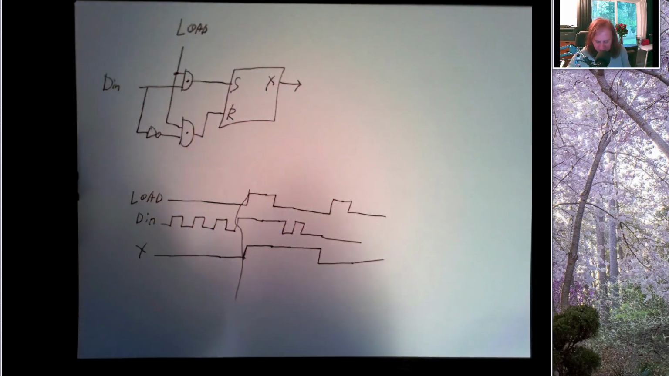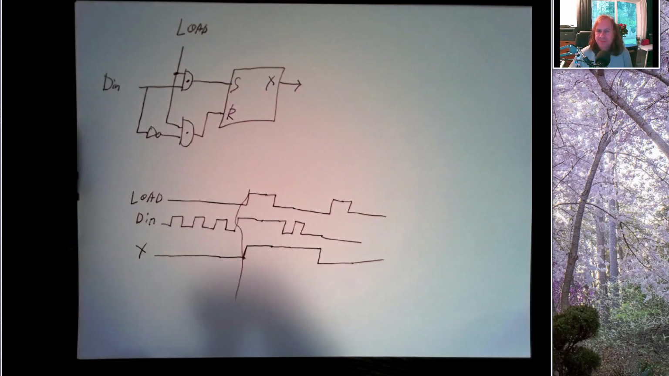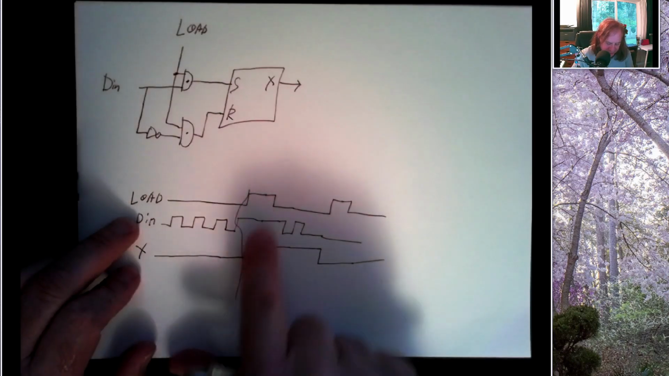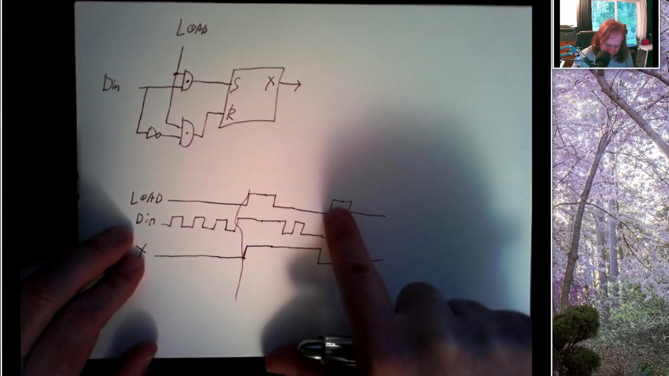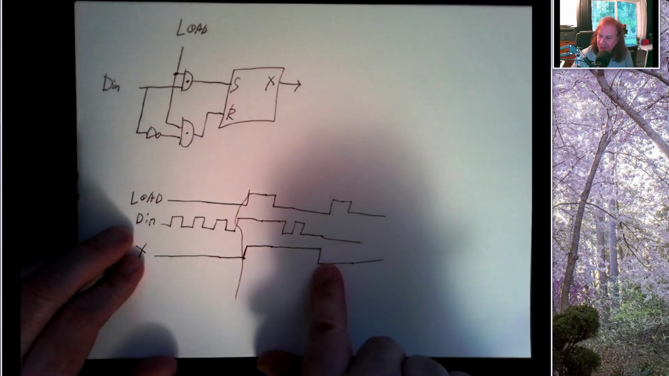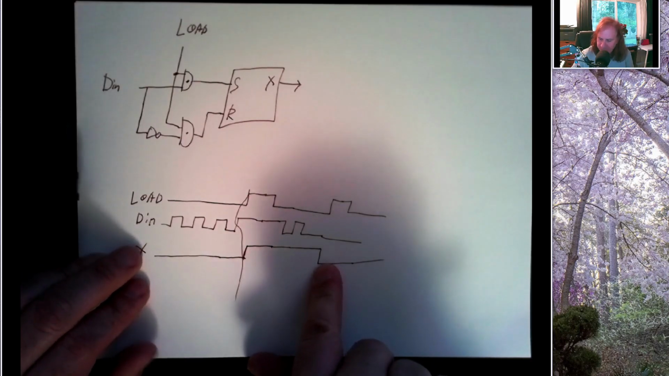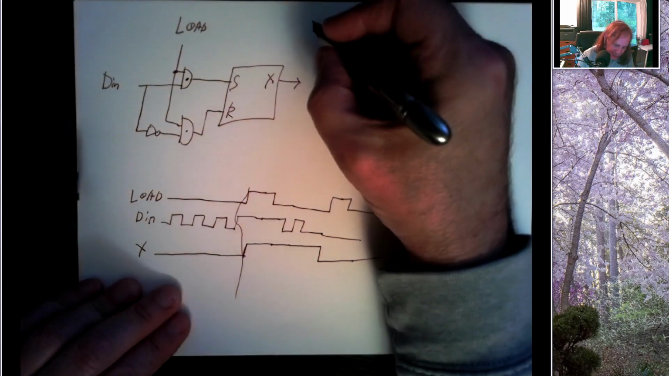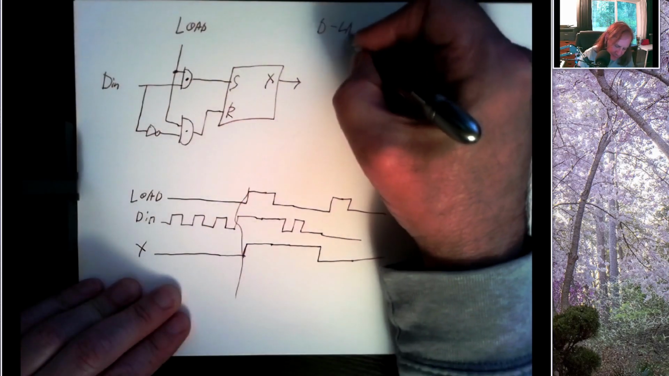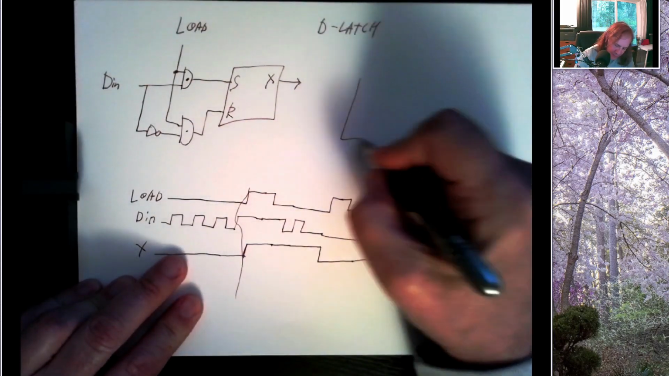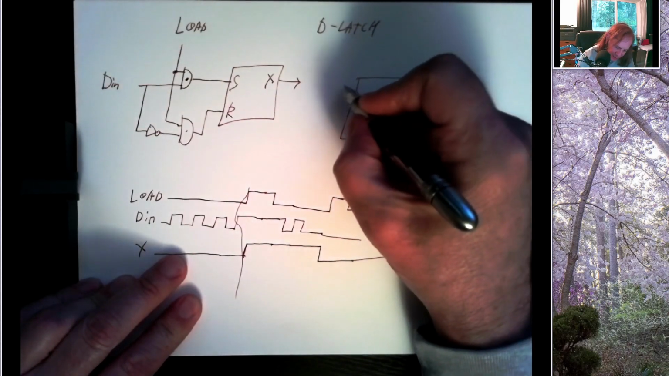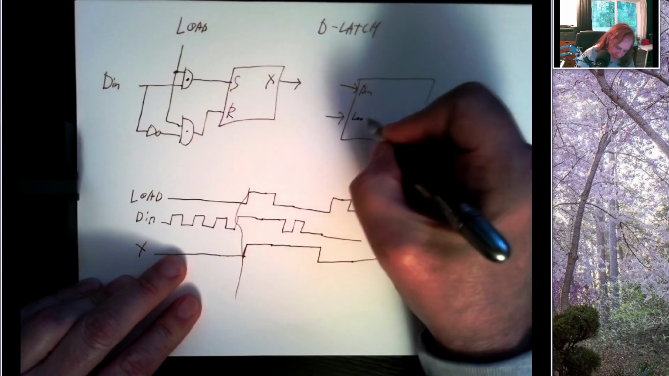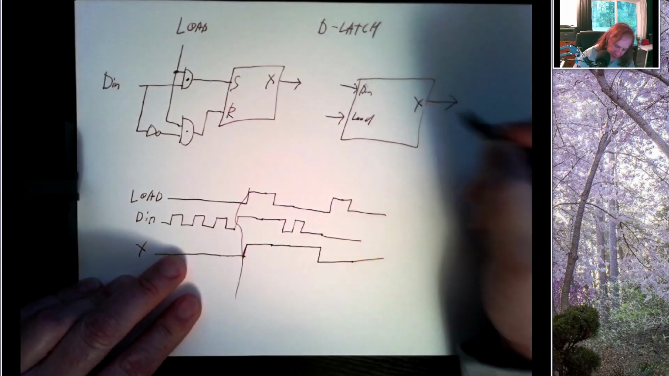All right, so this is a little more of a conventional kind of memory element, right? We can say remember the data value, and it remembers it. So that's an example of what we could call a D latch. And block diagram looks like this. Data in, load, and X comes out.